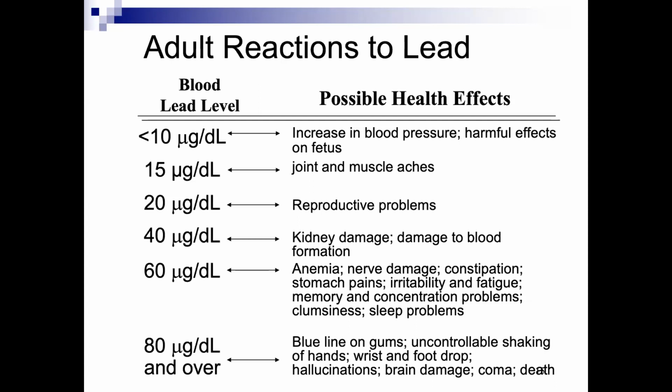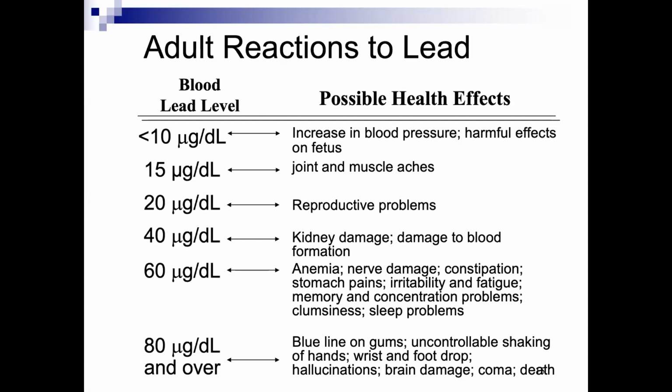And even at levels as low as 10, you see an increase in blood pressure and harmful effects on the fetus. At 15, joint and muscle aches. This is in the adult. Again, joint and muscle aches. I just got a COVID shot and a booster, and I had muscle aches the next day, which I attributed to my body's immune response. So there are lots of reasons that can cause joint and muscle aches, and a worker might not automatically assume it's caused by lead poisoning, which is one of the problems with being poisoned by lead. The symptoms are sort of non-specific unless you have very high levels.